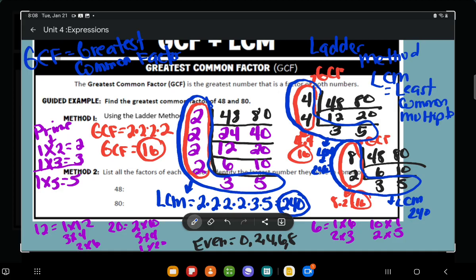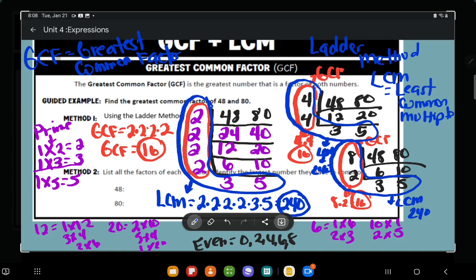Okay, so first you have to do the ladder, divide it all the way down so you have prime numbers, and then you can either find the greatest common factor or find the least common multiple. So first we're going to do some examples finding the greatest common factor, and then we're going to do some examples finding the least common multiple. So please make sure you're copying down these notes in your math notebook.